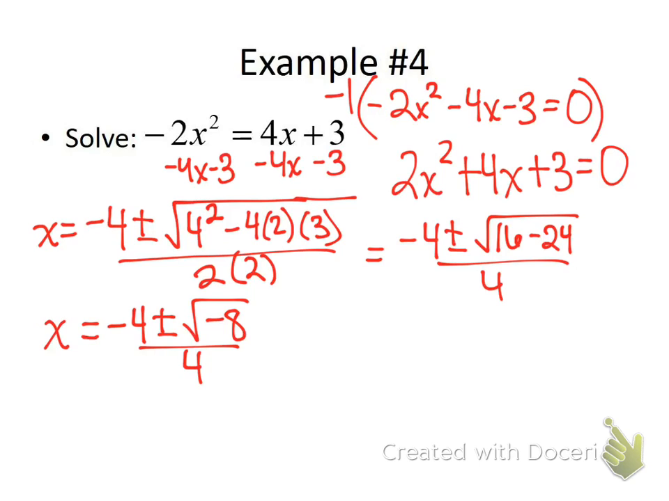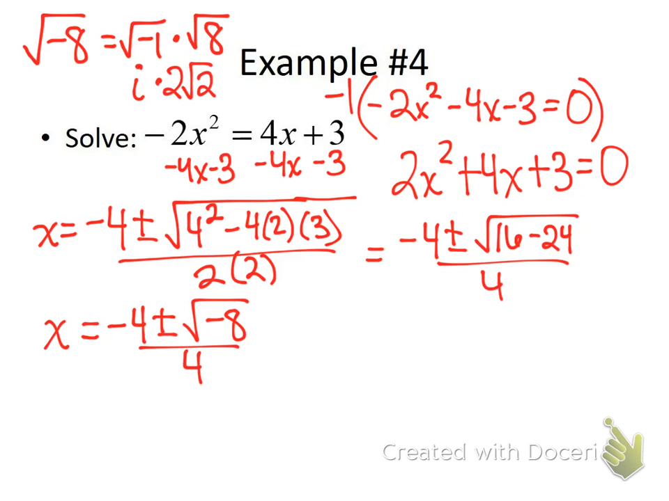Next thing we got to simplify is that radical. So the square root of negative 8 is equal to the square root of negative 1 times the square root of 8. That's from Friday. The square root of negative 1 is equal to i. And the square root of 8 simplifies to be 2 root 2. So I'm going to replace the square root of negative 8 with 2 root 2i. Negative 4 plus or minus 2 root 2i, all divided by 4.